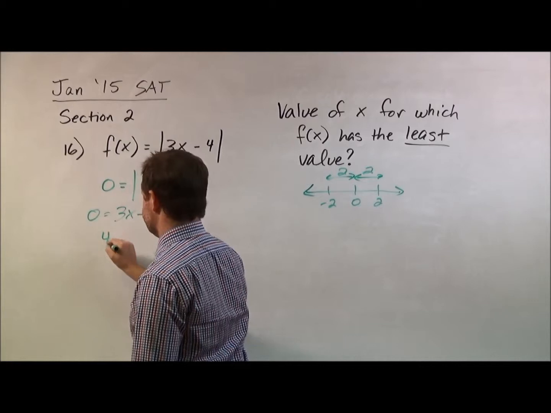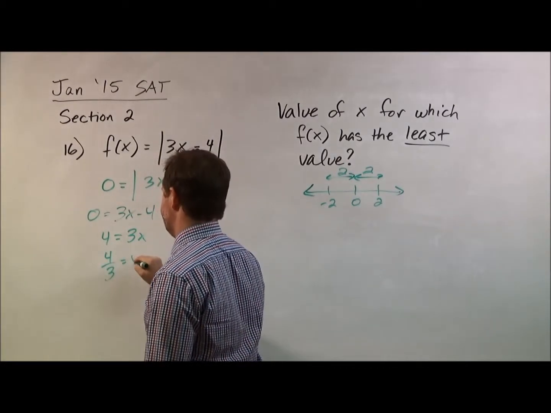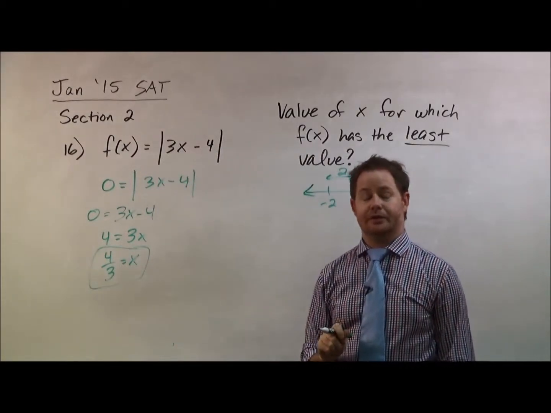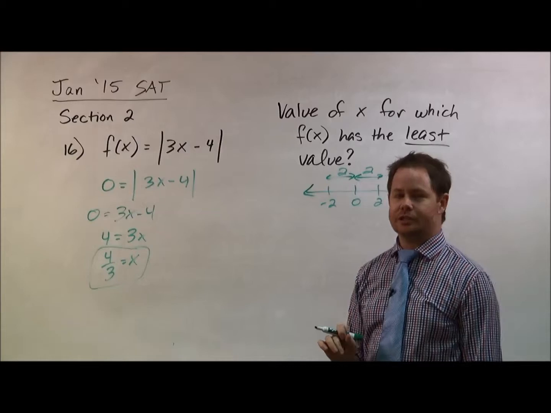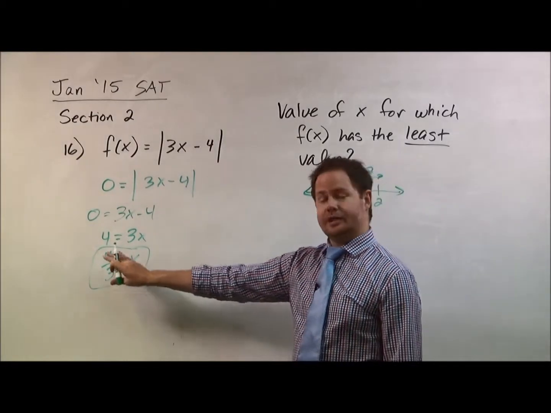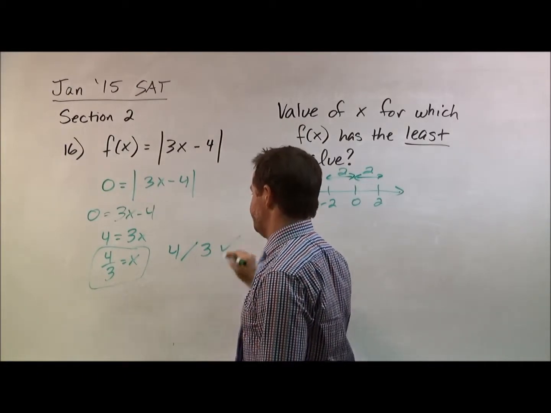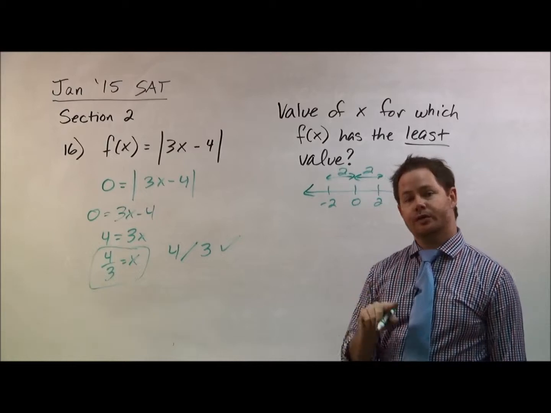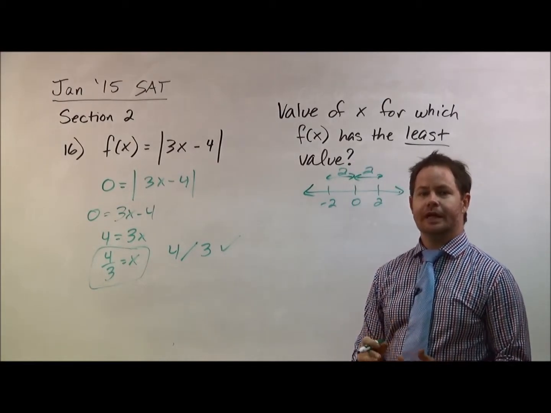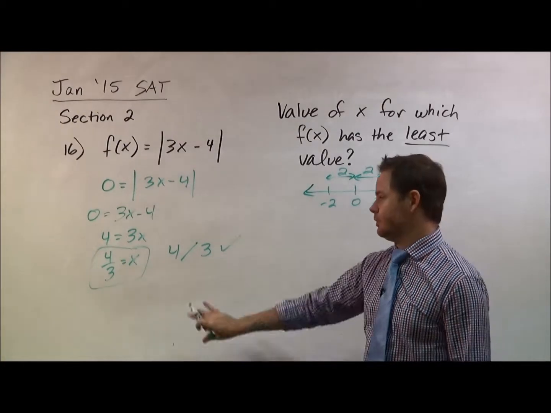We add 4 to the other side, 4 equals 3x, and then we divide by 3, x equals 4/3. Now the last thing I wanted to point out here, and this is really important for grid-in questions, we need to know how to grid in properly. So if you grid this in as 4 over 3, you'll get it right. If you convert it to a decimal, it's fine, but you have to be a little bit more careful and make sure that you max out on the spaces that you use for those decimal spaces when you go to grid in.